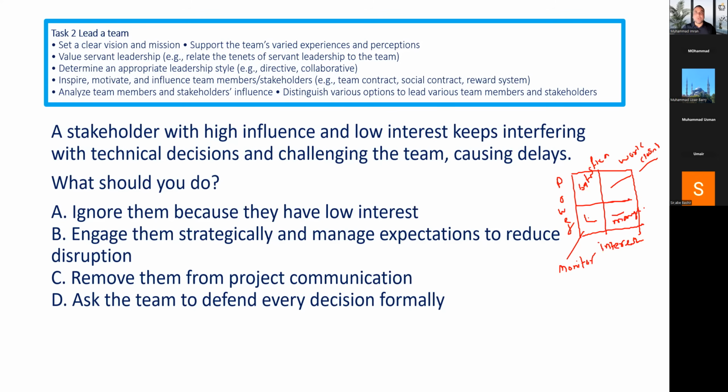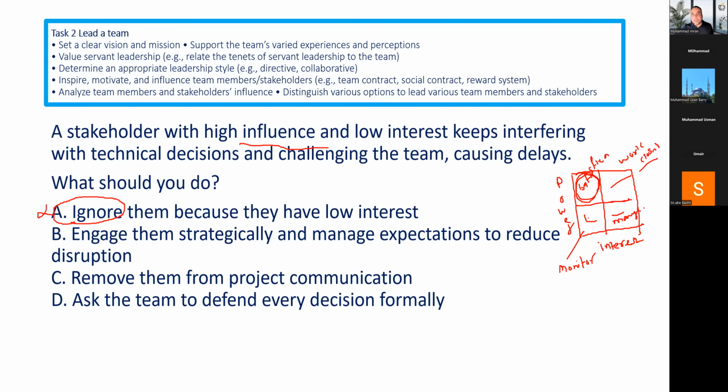So that was a stakeholder engagement grid. Now we know what we needed. A stakeholder with high influence and low interest. Influence is high, but low interest is somewhere here. What should you do? Ignore them? Can you ignore your bosses, executive management? The word ignore will never be the correct answer. We have determined already. So that is gone.